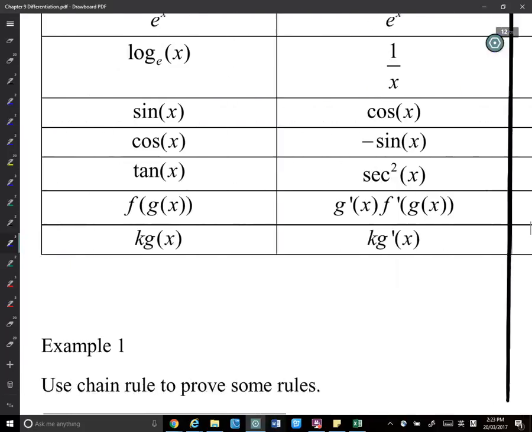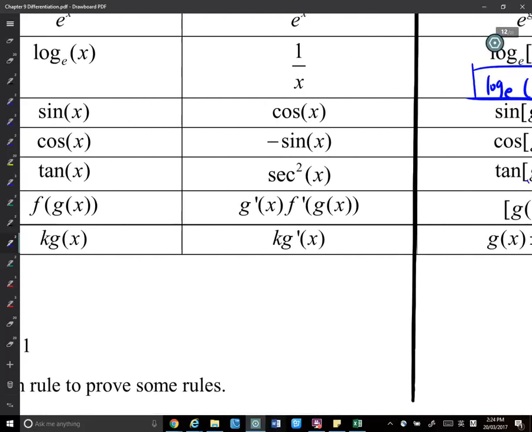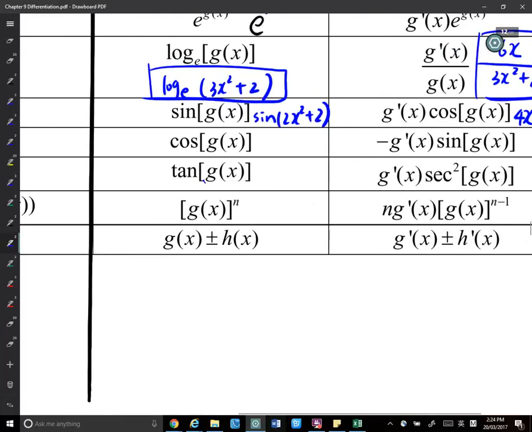And for cosine will be very interesting. Cosine will become negative sine. So sine will become positive cos, but cos will become negative sine. Okay, negative sine.